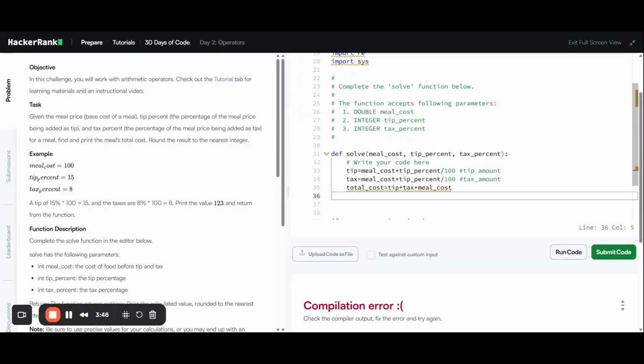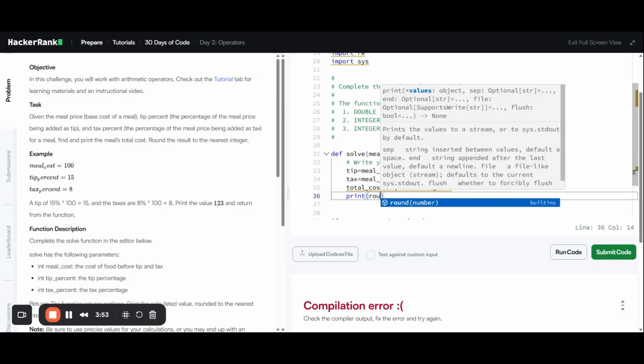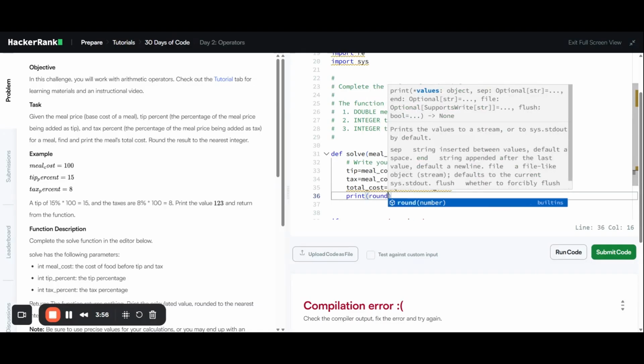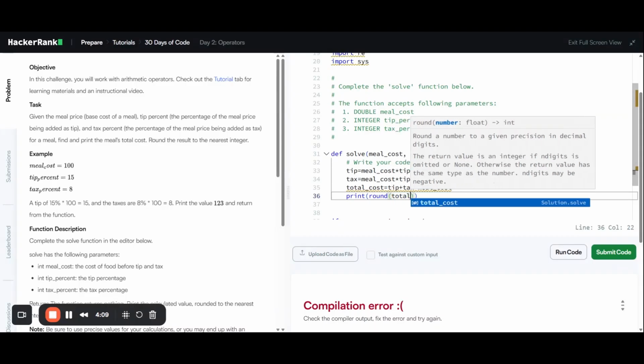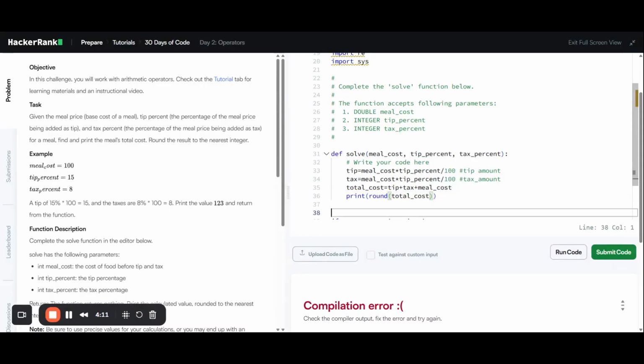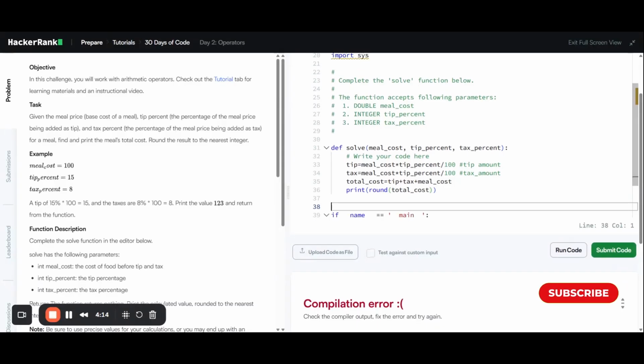Now we need to round the value. For rounding the value in Python, we'll use round. Print round of total cost. Round means here it rounds to the nearest integer value. If you get a decimal value, it is rounded to the nearest integer. Yeah, this is the simple logic, but it is very helpful for you in the future to solve big coding problems for sure.